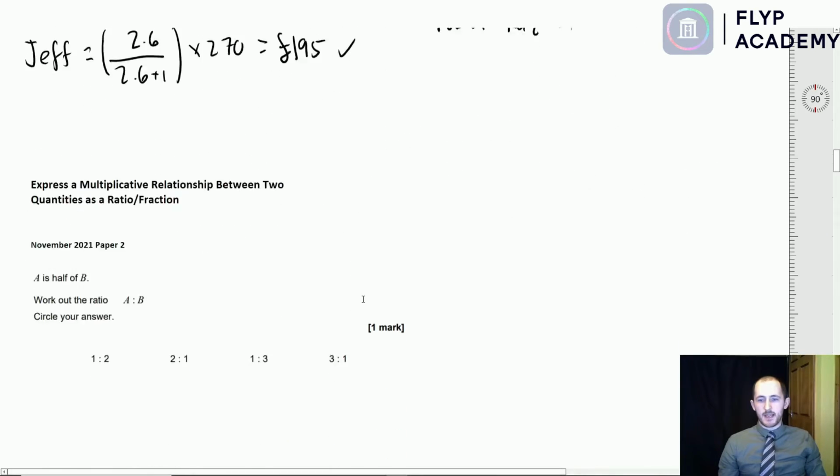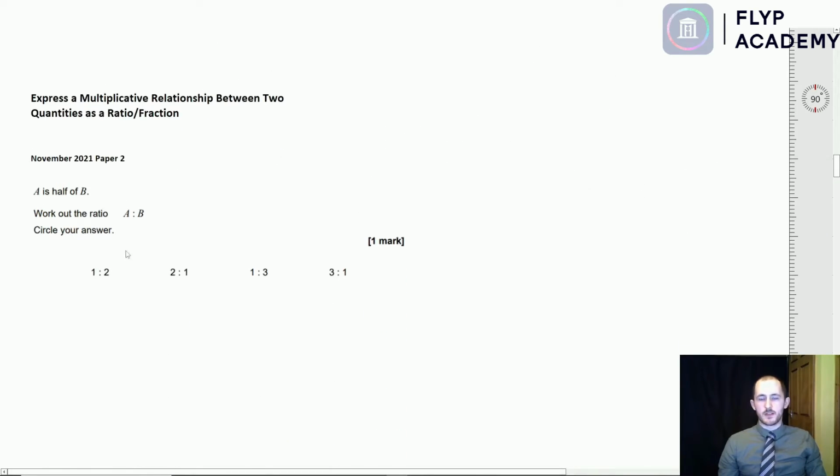The next bit, again, is a relatively short topic. Express a multiplicative relationship between two quantities as a ratio or a fraction. So, again, November 2021 papers, A is half of B, right? So in other words, B is 2 times A. Okay. Now, if B is 2 times A, then that is the same as writing a ratio of B to A as 2 to 1.